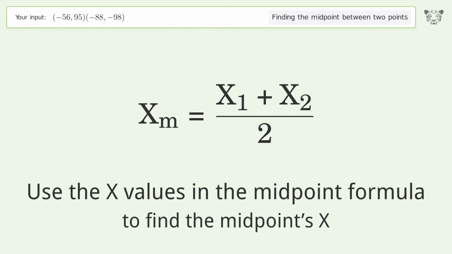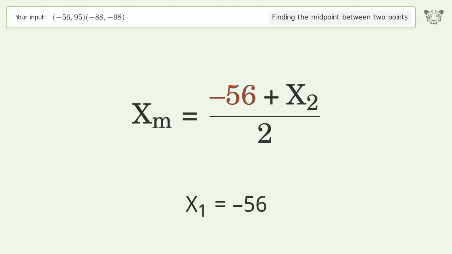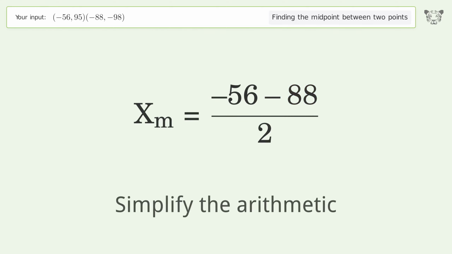Use the x values in the midpoint formula to find the midpoints x. x1 equals -56. x2 equals -88. Simplify the arithmetic.